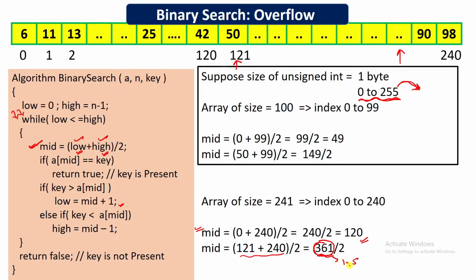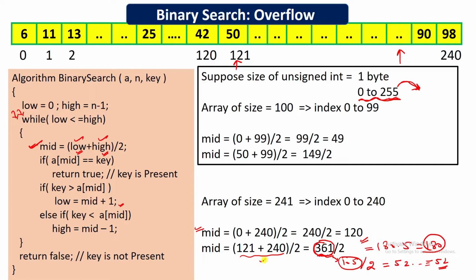Let's say 105. If you get it from the addition of 121 plus 240, which are of unsigned int data type, this value 105 is a wrong value. And if we take half of this, it will be nearly 52. So your program will give you 52, but you should not get 52, right? You should get 180.5, that is 180. This is the correct answer.